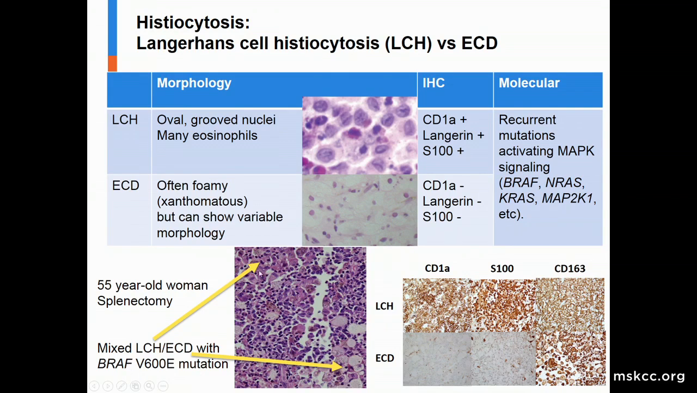So this pink-looking LCH area expressed CD1a, S100, and CD163. These are histiocytic markers. And these xanthomatous infiltrates were negative for CD1a and S100. So we sometimes experience these kinds of cases.